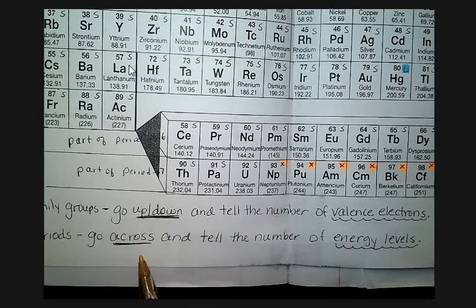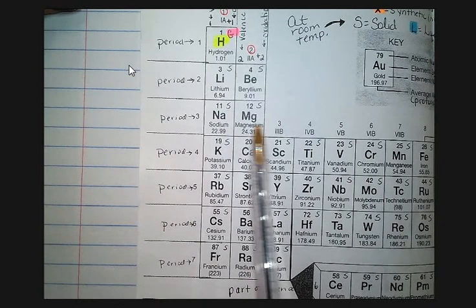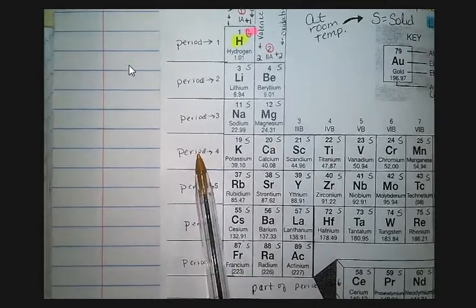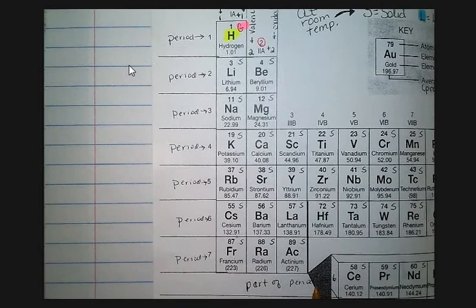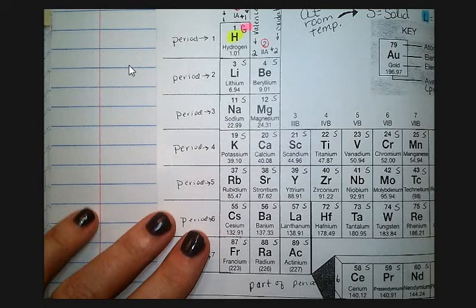So if I'm in period 3, in this row this way, sodium all the way to argon, I have 3 energy levels. If I'm in period 4, I have 4 energy levels, and so on and so forth. So those are the basic main things about the structure of the periodic table.